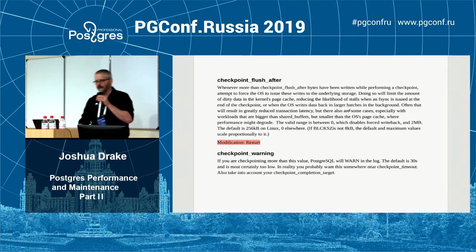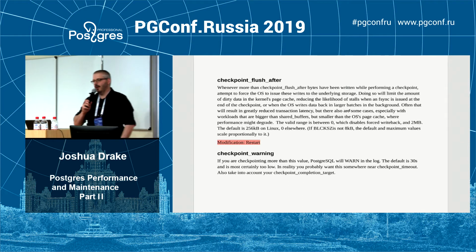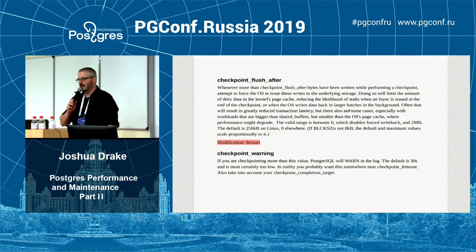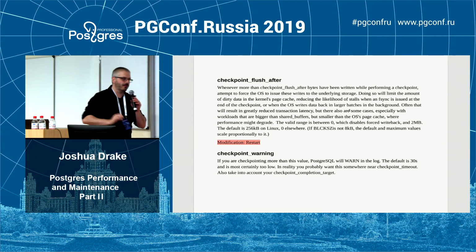Checkpoint flush after. Whenever more than checkpoint flush after bytes have been written while performing a checkpoint, attempt to force the OS to issue these writes to underlying storage. We've already talked about all these flush after settings. Doing so will limit the amount of dirty data in the kernel page cache, reducing the likelihood of stalls when an fsync is issued at the end of a checkpoint. This is a very real thing.